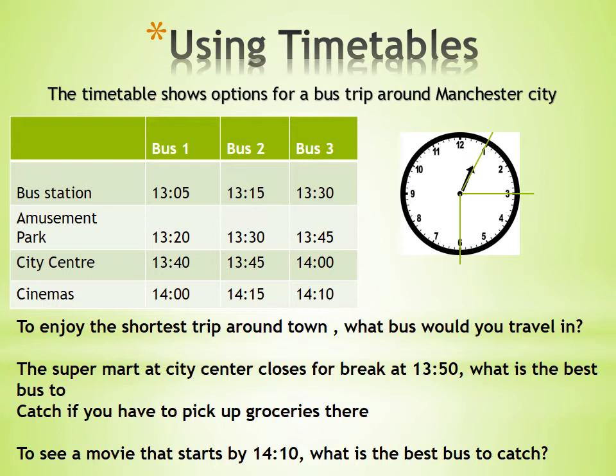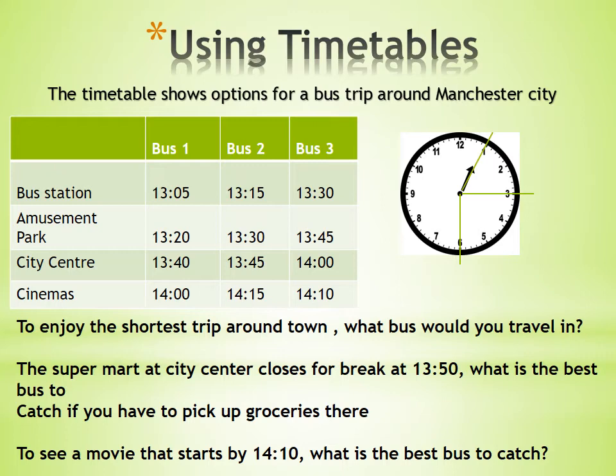What about the second? It starts at 13:15 hours and ends at 14:15 hours. That's exactly 1 hour. The first one is 55 minutes. Second one is 1 hour. Now let's see this third bus. Starts at 13:30 and ends at 14:10. Okay. Now 13:30 to 14:30 is 1 hour.